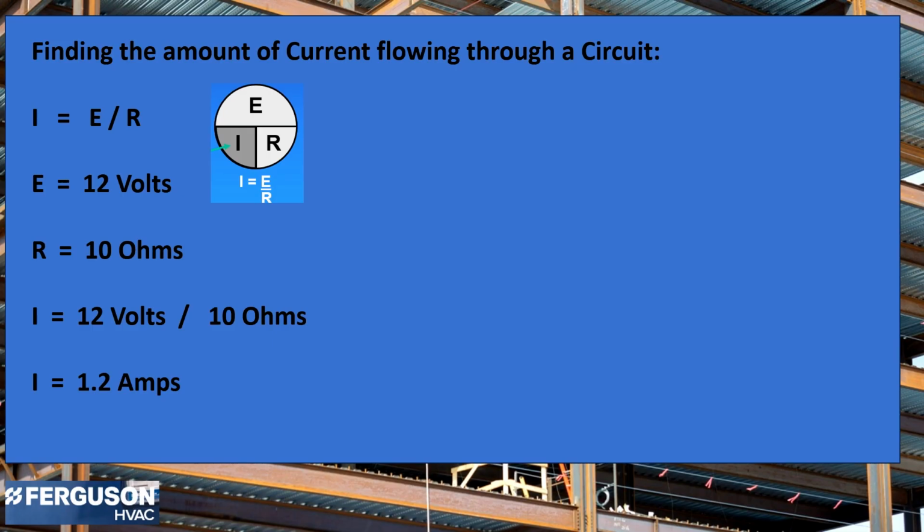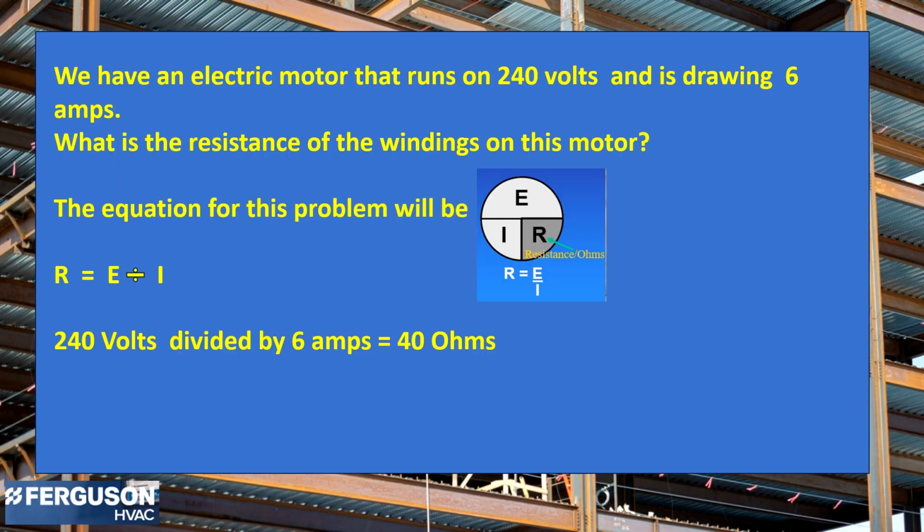Here we have an electric motor that runs on 240 volts and is drawing 6 amps. We want to find what the resistance of the windings of this motor are. The equation for this problem will be R, or resistance, equals the voltage divided by the amp draw. In this case, we have 240 volts divided by 6 amps, which gives us a resistance in the motor windings of 40 ohms.